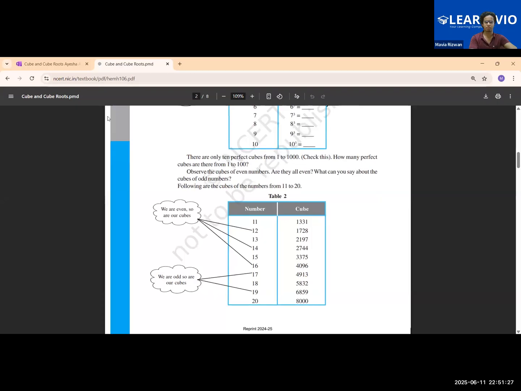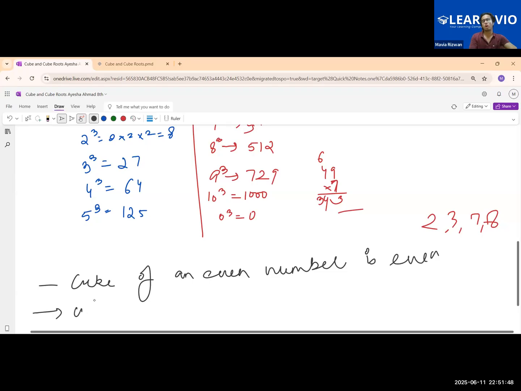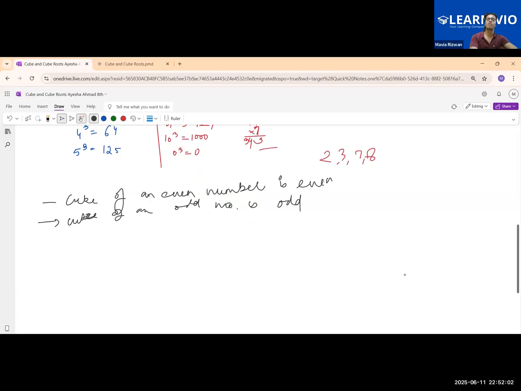Also, Aisha, the cube of an even number is even, and the cube of an odd number is odd. Got it, Aisha? It was the same with squares also. The square of an even number is even, the square of an odd number is odd. Same with cubes. Now, further.